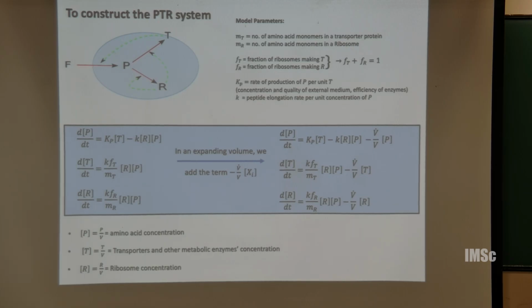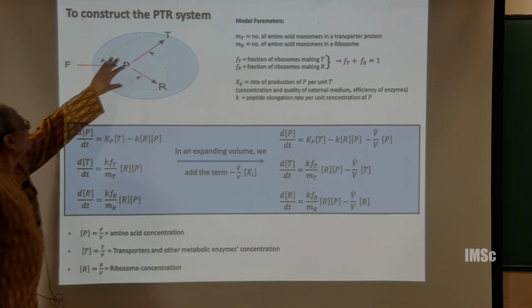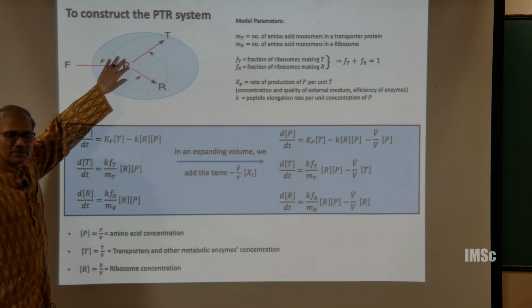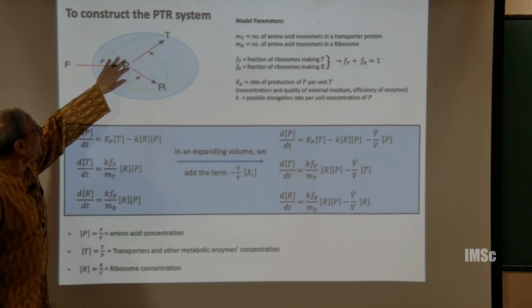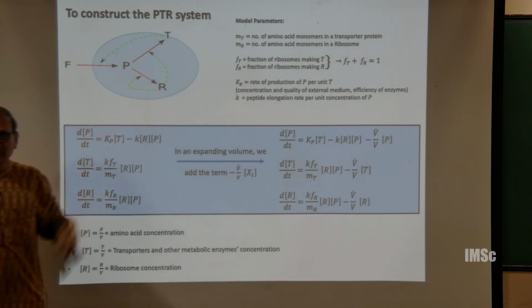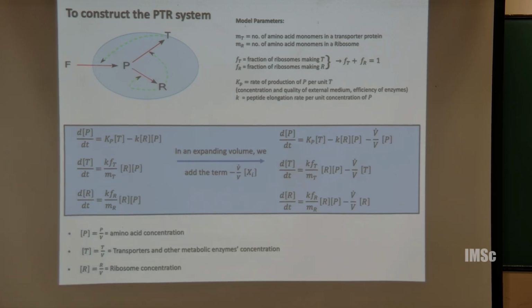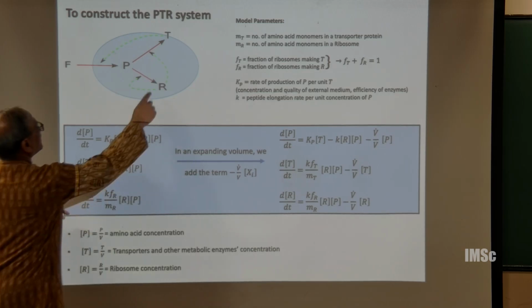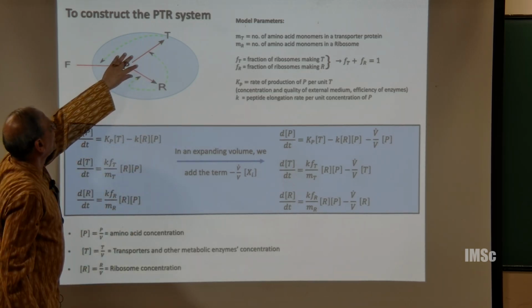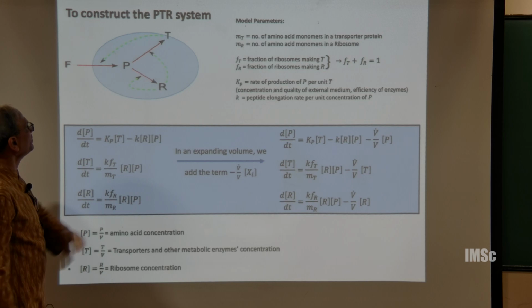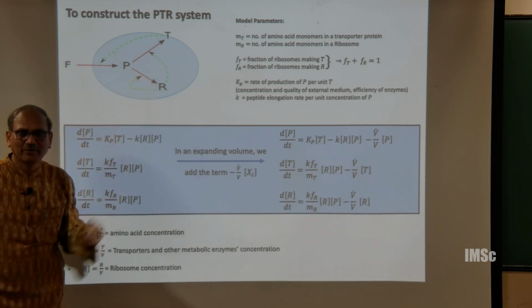And finally, these precursors, amino acids, etc., are being used to make the ribosomes themselves. The ribosome also makes ribosomal protein. And so that is this reaction, amino acids producing ribosomes, also catalyzed by the ribosome itself.